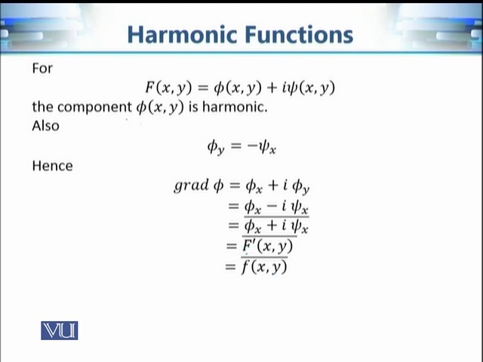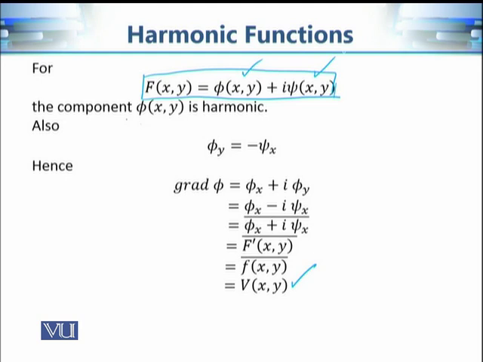Capital F is the antiderivative of small f, so that's why when we take the derivative of capital F, it gives us small f. And what is the conjugate of this small f of xy? Remember, this is equal to this velocity vector. So if we can calculate this capital F of xy, which is the antiderivative of the small f of xy, then we can calculate the potential phi of xy and psi of xy.